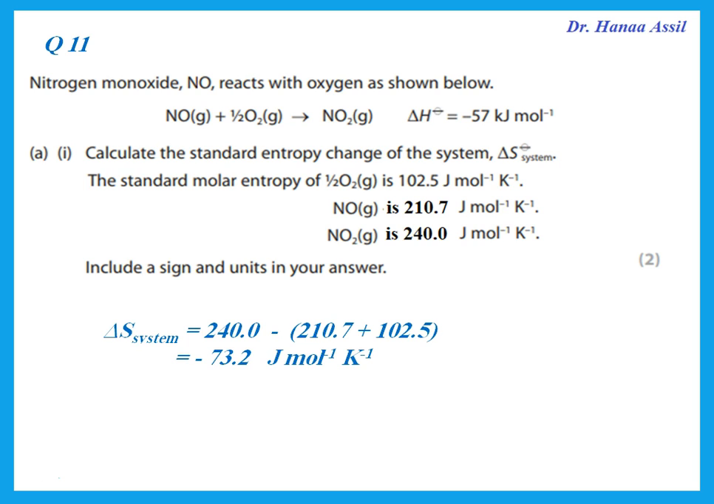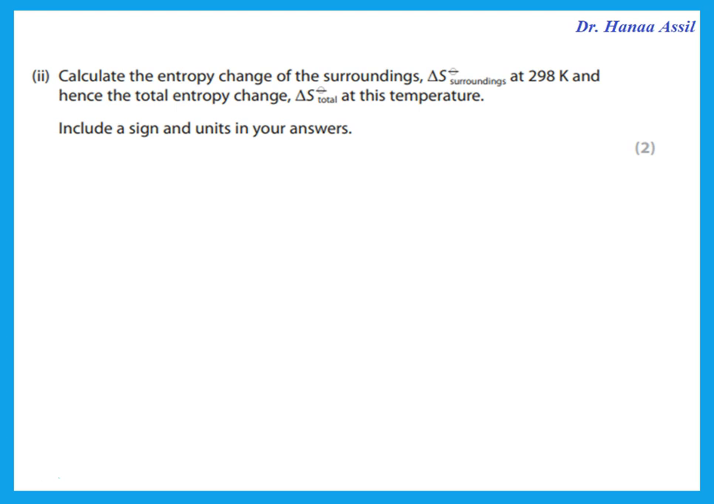So I get this. It comes out as a negative number. Again, please do not forget the sign, positive or negative, and the units. The units are joule mole to the minus 1 K to the minus 1. Then he says calculate the entropy change of the surroundings and then the total entropy change.